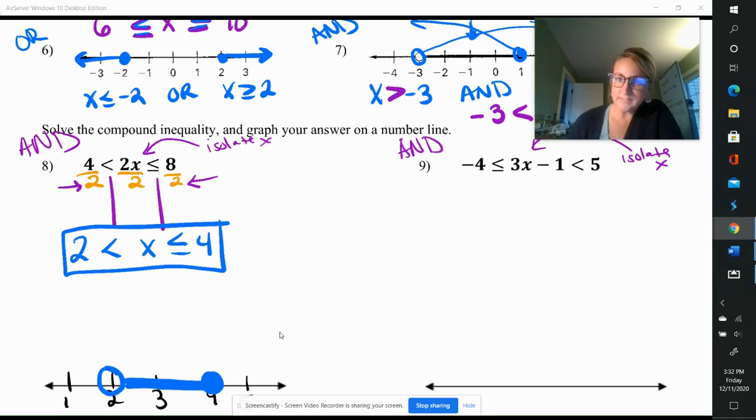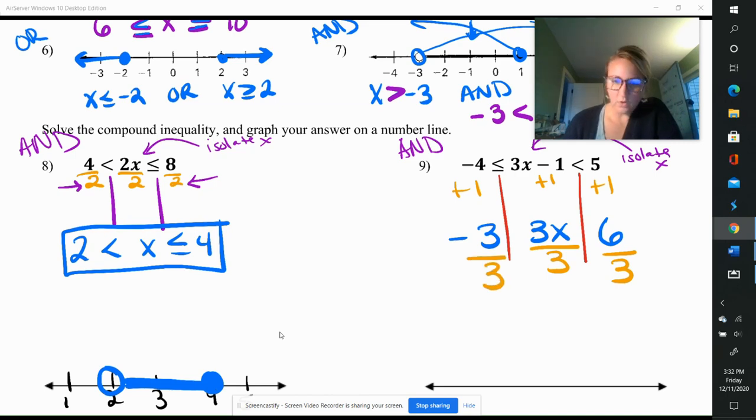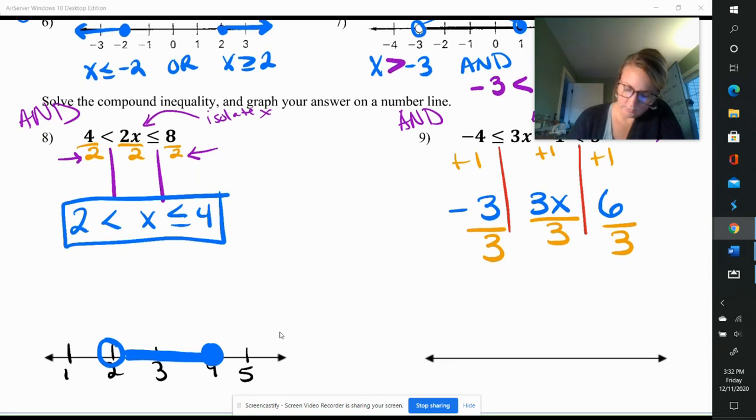For 9, in order to isolate x, we first want to add 1 to all 3 parts. I think these lines kind of help you remember, and it helps you kind of stay organized as well. So -4 plus 1 is -3. We've got 3x in the middle, +6 on the right. We're multiplying x by 3, so we want to divide all 3 parts by 3, and then simplify and write your compound inequality.